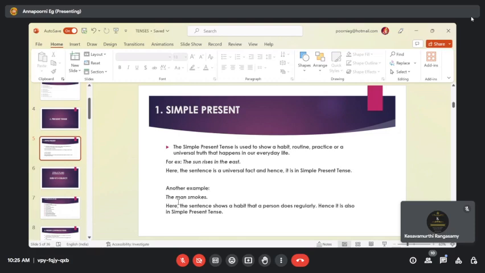Habit means, for example, the man smokes, or you can say the girl smokes. These are all certain habits. I regularly exercise. That is a habit. I go for a walk in the morning. That is a habit or a routine. Now coming to practice, imagine that I am a dance teacher. Then I can tell I practice dance every day. So that is a practice. So such practices, habits, routines and universal truths are expressed in the simple present tense.